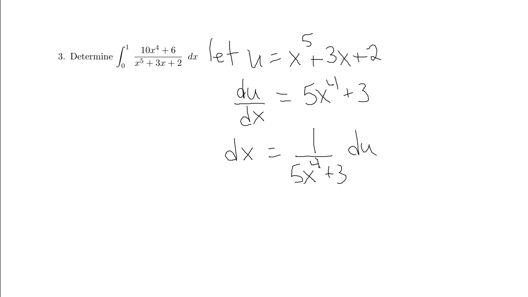And so keep in mind, when you're trying to evaluate whether or not your choice of u is a good one, your dx here, the thing multiplied by the du, you want to have that help you cancel the remaining x terms that are in your integral. So we want this 5x to the 4 plus 3 to cancel with that 10x to the 4 plus 6. So that's what we're hoping it will do, and it turns out that it will be able to. But before we do that, we want to deal with the bounds.